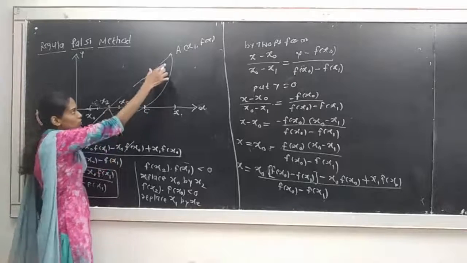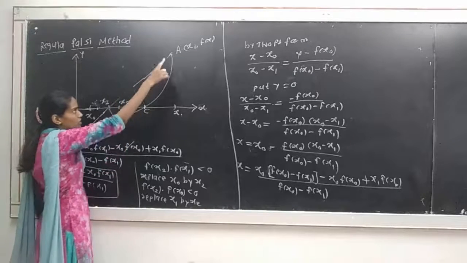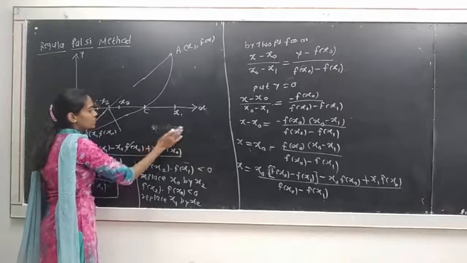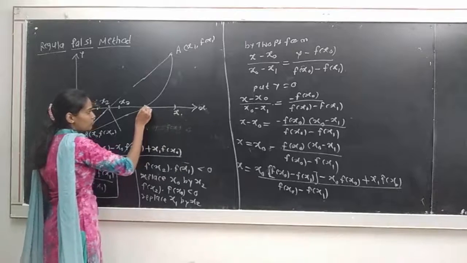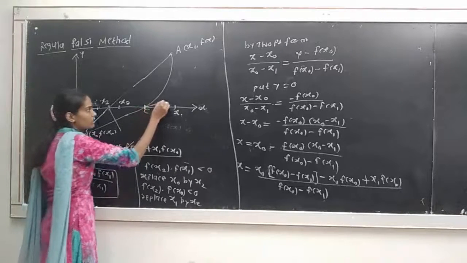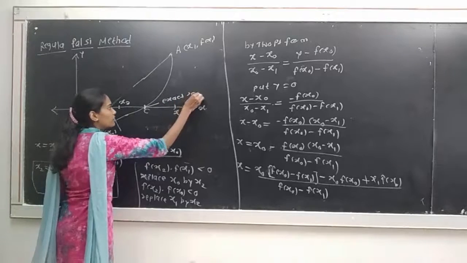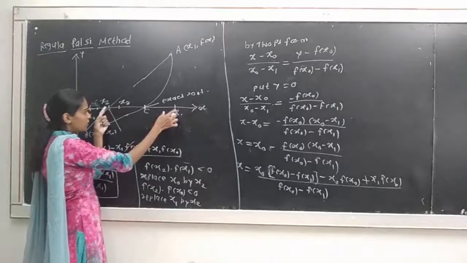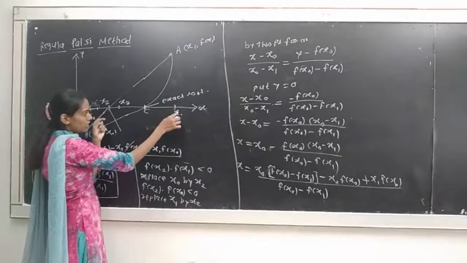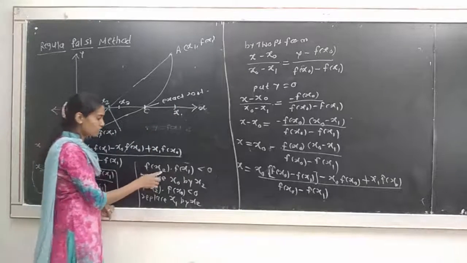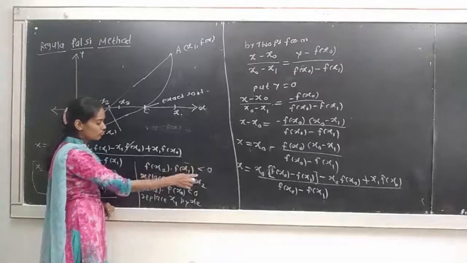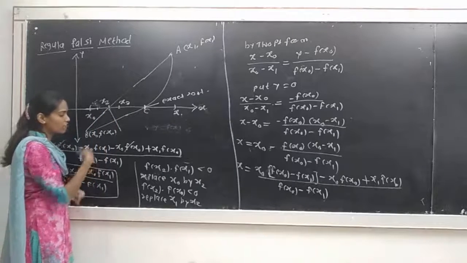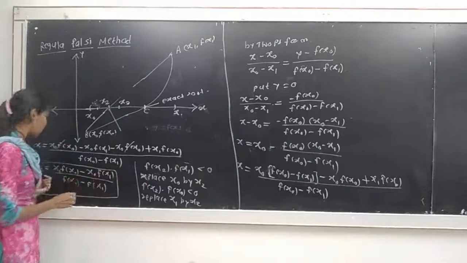But here we observe that the curve y is equal to f of x will intersect the x-axis at point C, that is here will be the exact root of this equation. Therefore we must get the next approximation in this interval x2 and x1, that is the case f of x2 into f of x1 less than 0. Then we replace this x0 by x2 in this formula and we get the next approximation, which will be x3.